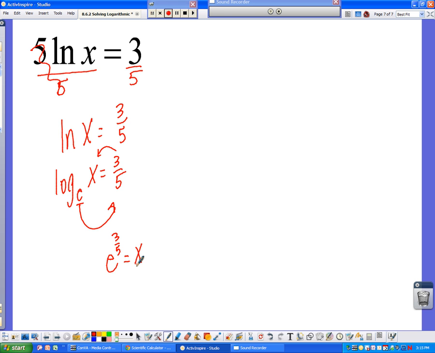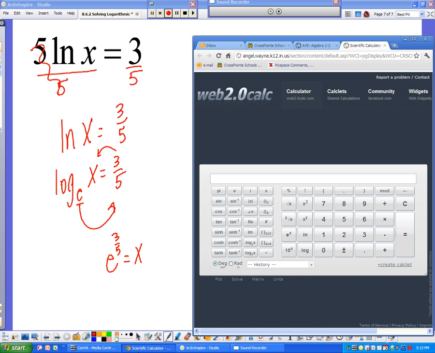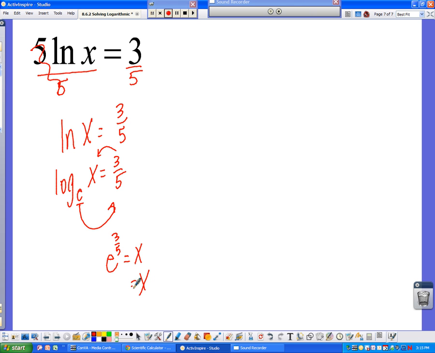Okay, so in solving that, you're going to need your scientific calculator. So you're going to do e, and you're going to do 3. Go ahead and do 3 divided by 5 and close your parentheses. Hit enter, let it calculate it, and you should get 1.822. So x equals 1.822. Okay?